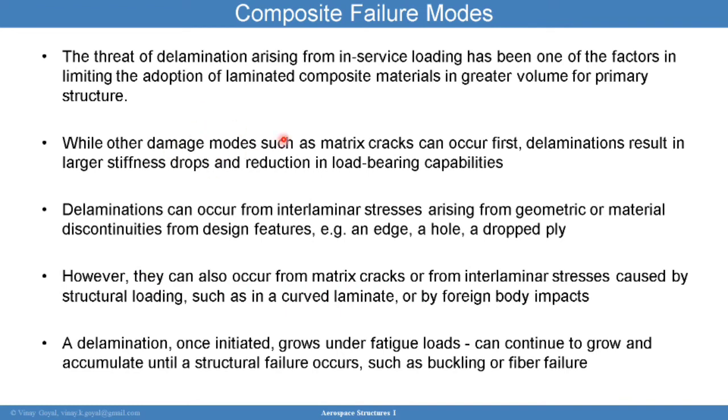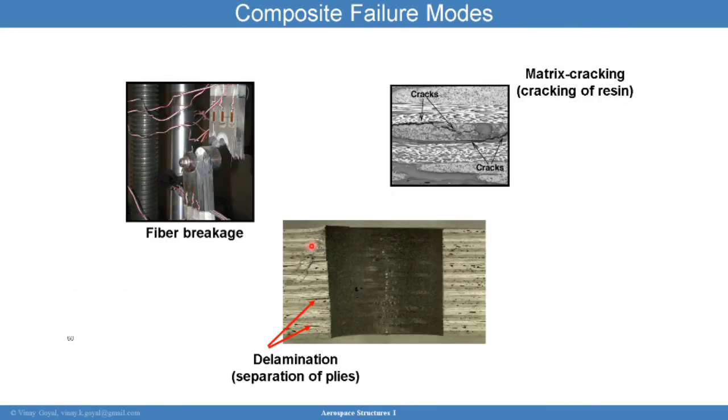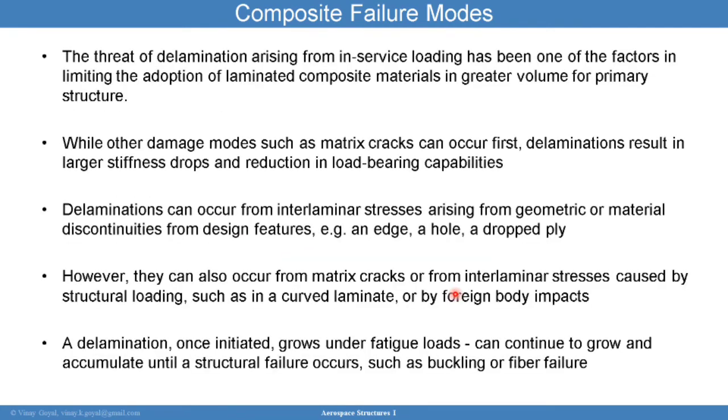While other damage modes such as matrix cracking can typically occur first, delamination is really the one that will result in a larger stiffness drop, because if you have a delamination between 2 plies or 3 plies, that will decrease the bending resistance, or it could also reduce the load bearing capability. In this case, what you see here is some bearing damage, and these delaminations that are formed decrease the strength capability and will then cause a more global failure such as fiber failure.